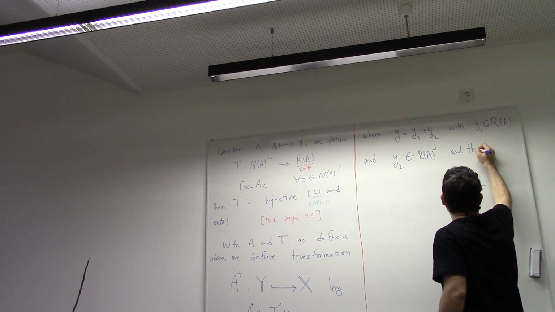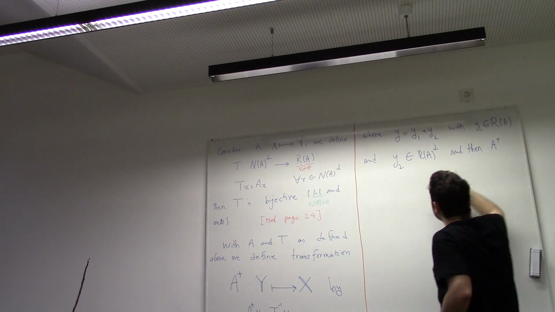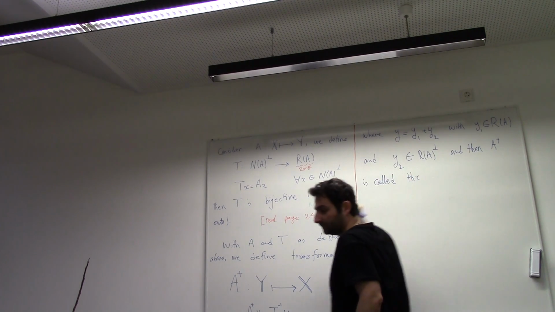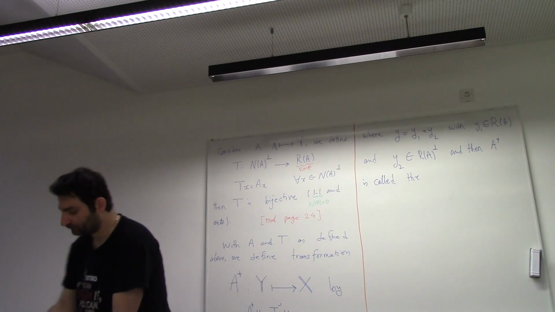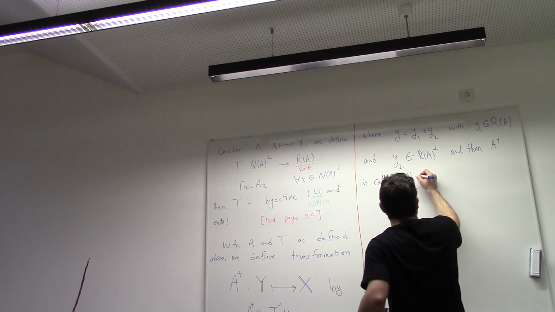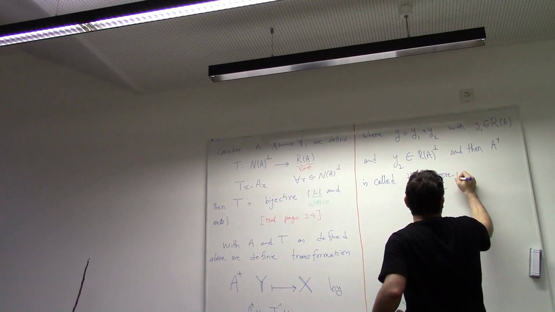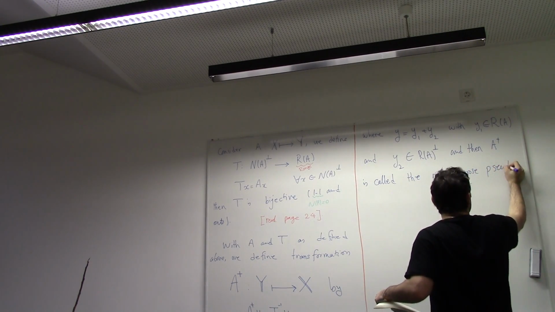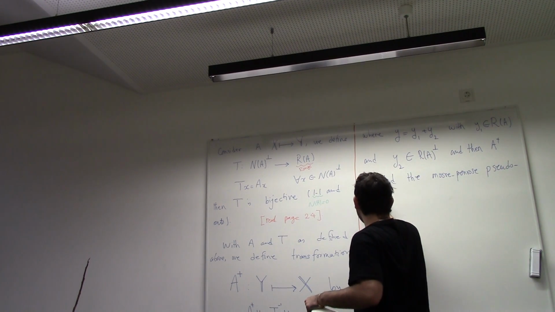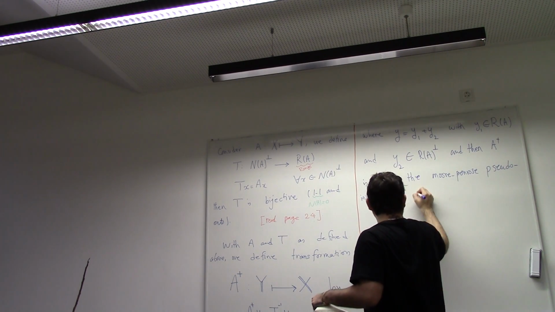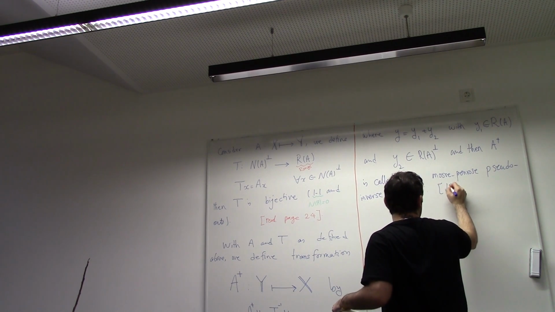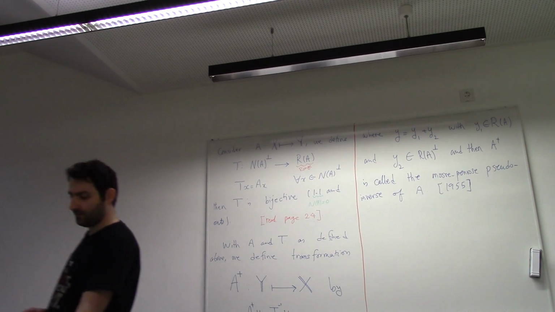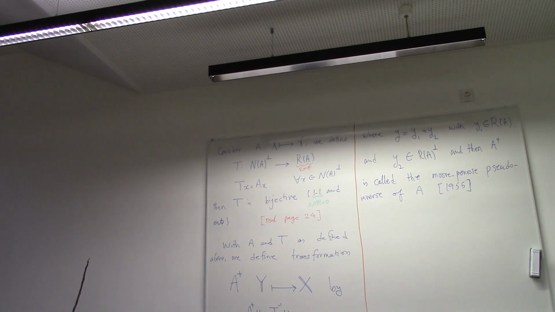And then A plus is called the Moore-Penrose pseudo-inverse of A, which was defined in 1955, like 60 years ago.